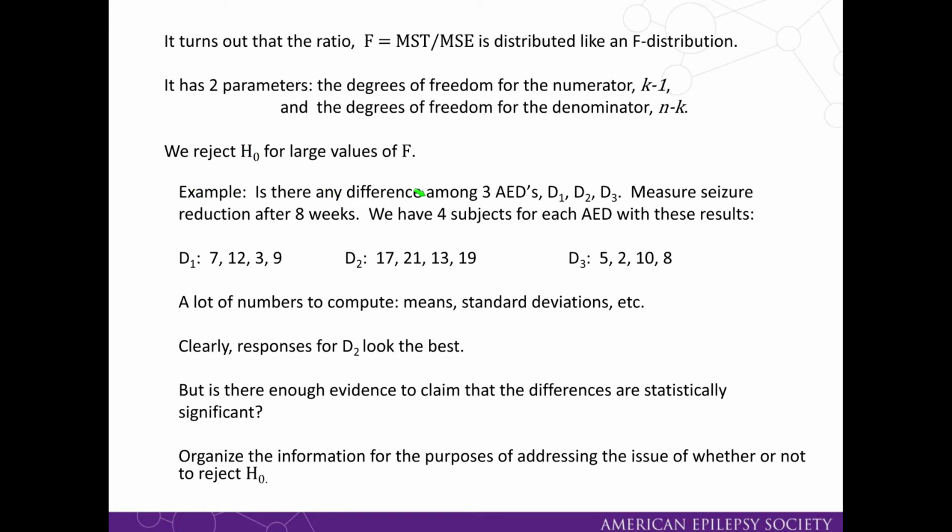An example: is there any difference among the 3 AEDs? We'll measure seizure reduction after 8 weeks. We have 4 subjects for each AED with these results. And as you can see, there's a lot of numbers to compute. We're not going to do that. There are means, standard deviations, variances, all sorts of things. Clearly, though, just eyeballing these data, you don't always get this luxury, but you can see D2 looks best, where more is better in this example. But is there enough evidence to claim that the differences are statistically significant? So let's organize the information for the purposes of addressing this issue.